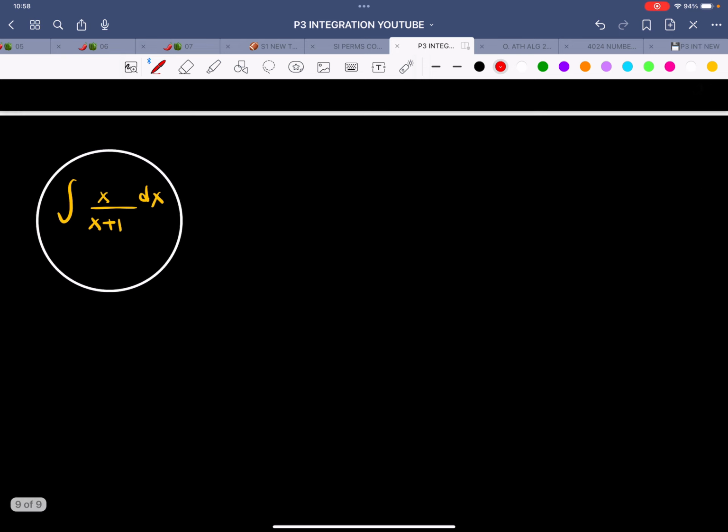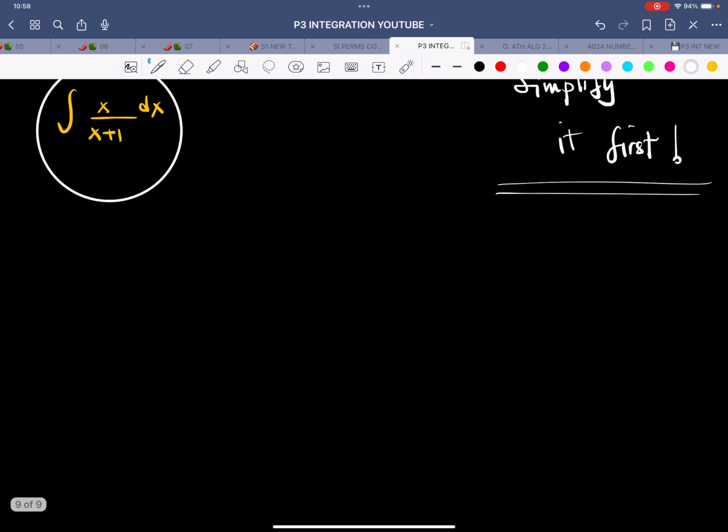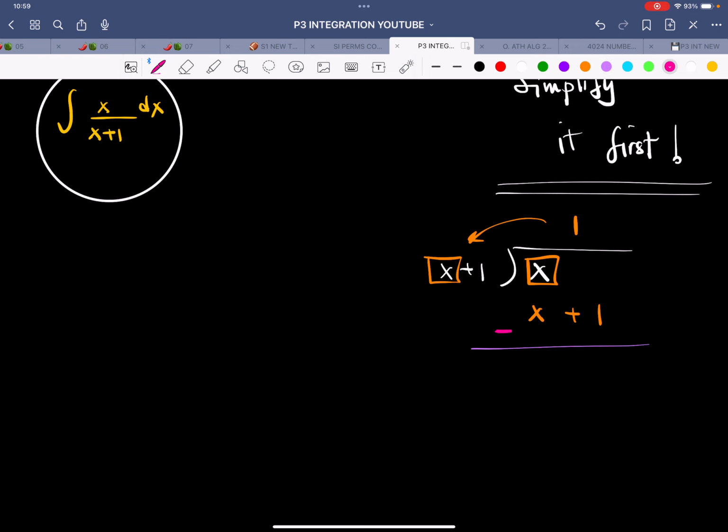Very simple. Last one, the surprise element. What is this? Now first of all, you need to simplify it first. That means I should do long division, algebraic division. So x goes inside, x plus 1 goes outside. The coefficients are the same. So x over x, this is 1. Multiply with both of them. So that is x plus 1. And then change the sign and add. That is another way of subtraction. So I'm left with negative 1.